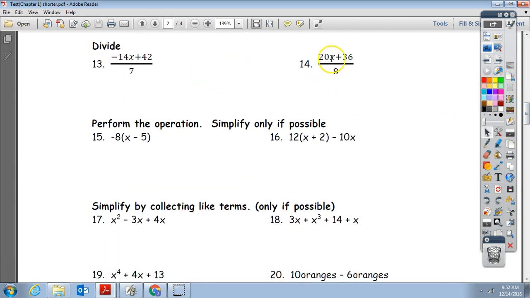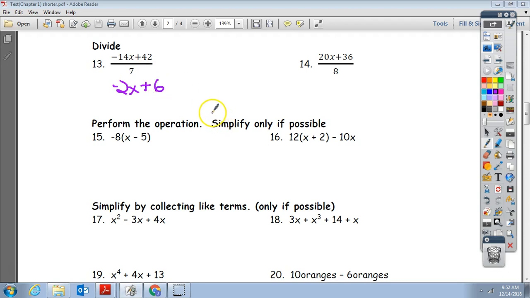Number 13, number 14 encompasses some skills of dividing. Remember, these are very similar to the distributive property, like you see down here below those. So those are pretty important skills. You may not see specific questions from these, but you definitely need to know how to divide negative 14x by 7 and get negative 2x, divide 42 by 7 and get 6.